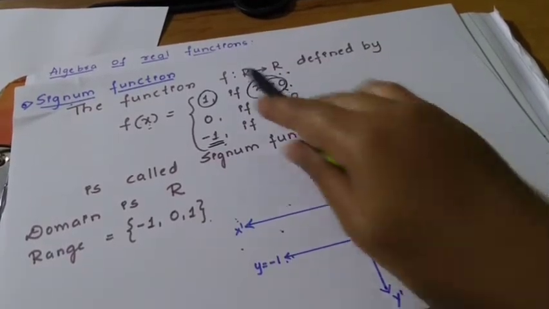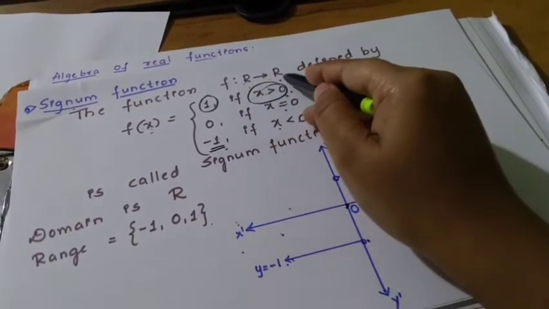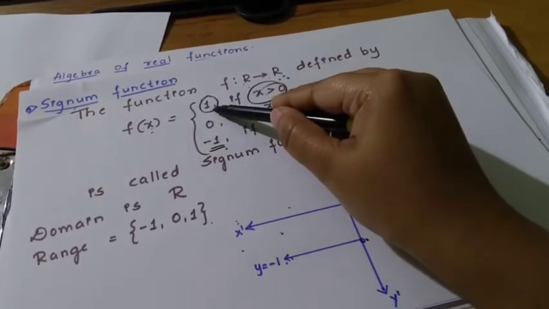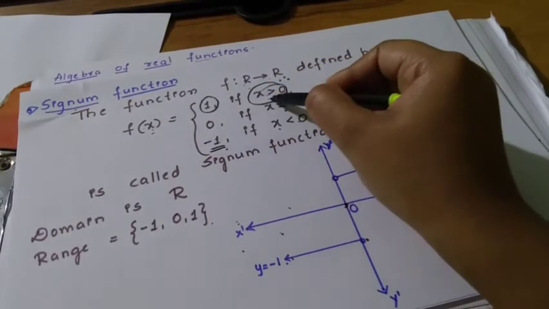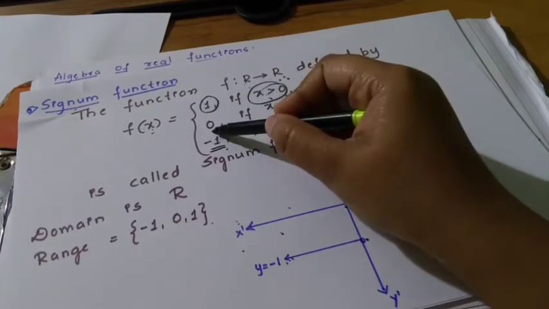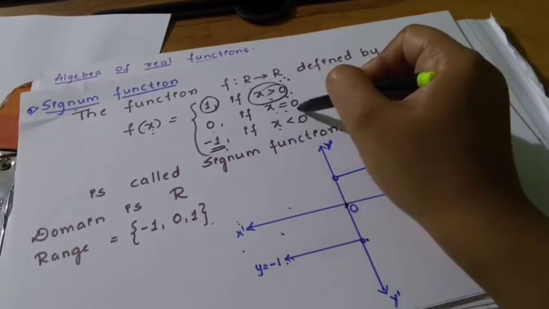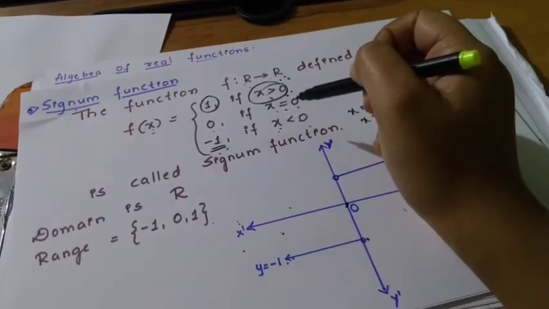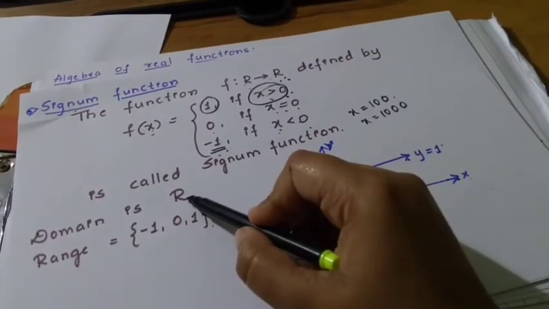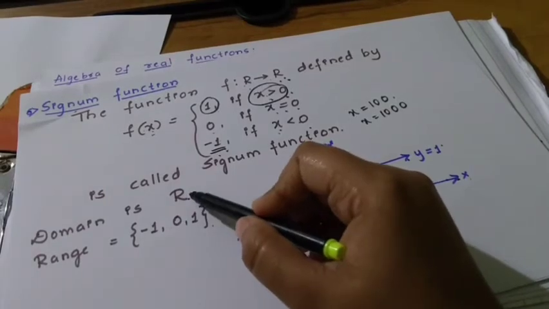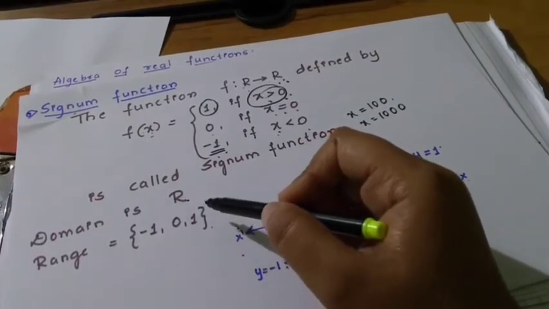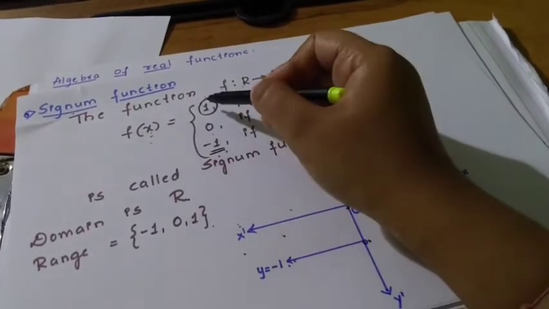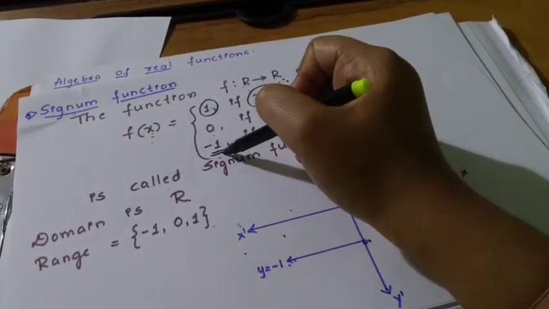So how do you define it? f is defined from real numbers to real numbers given by f of x is equal to 1 when x value is greater than 0, 0 when x value is equal to 0, minus 1 when x values are less than 0. Okay. The domain of this function is what? Real numbers. The range is f of x values 1, 0, minus 1.